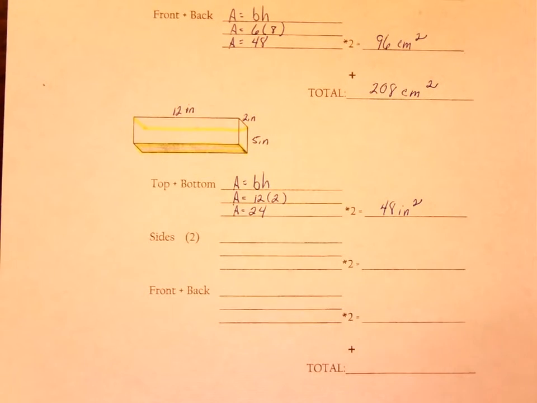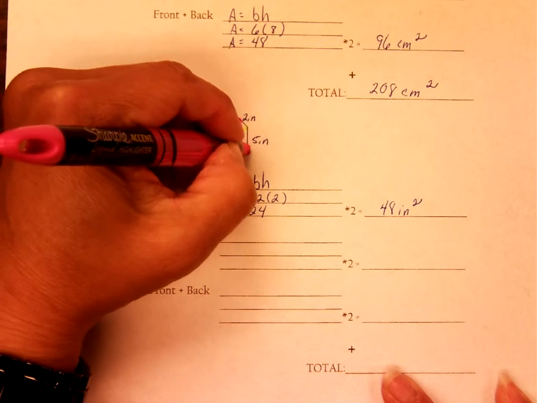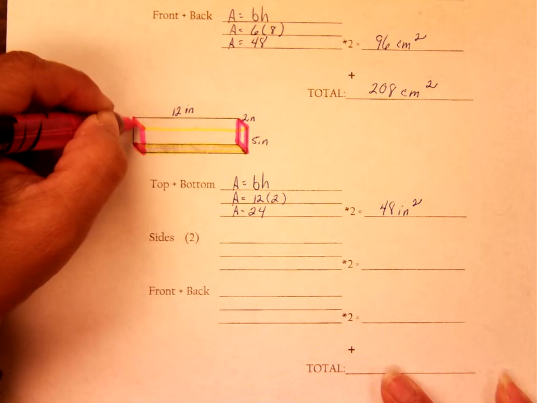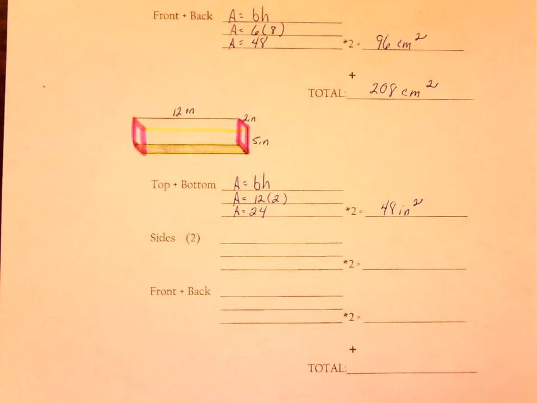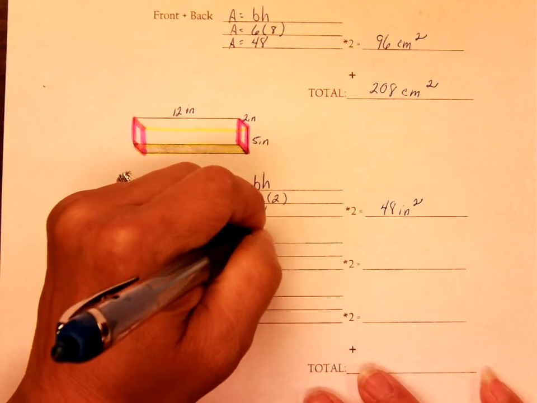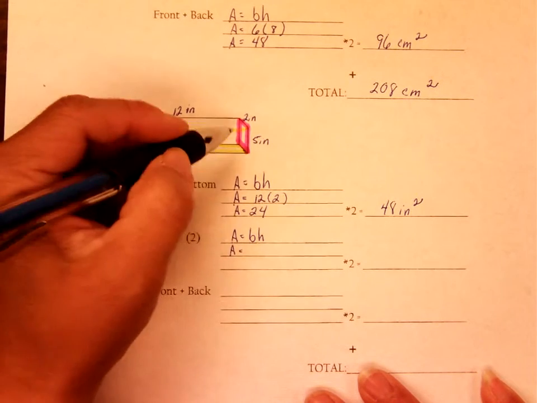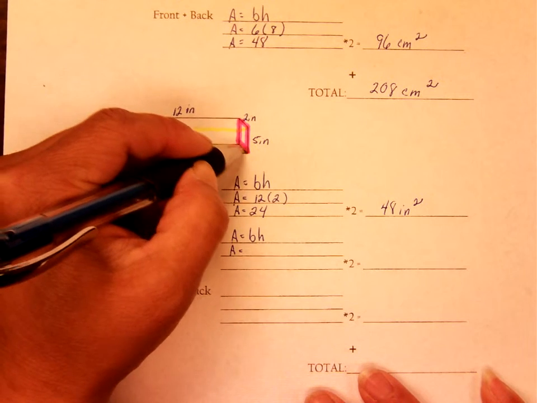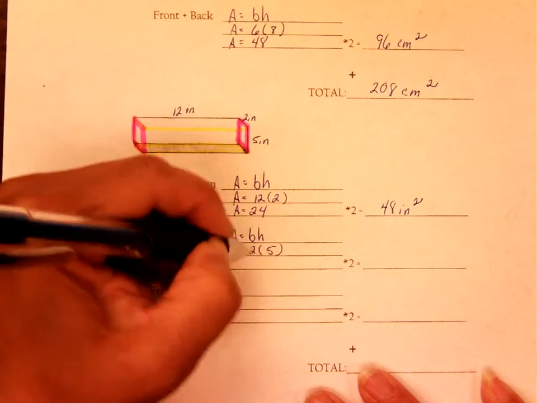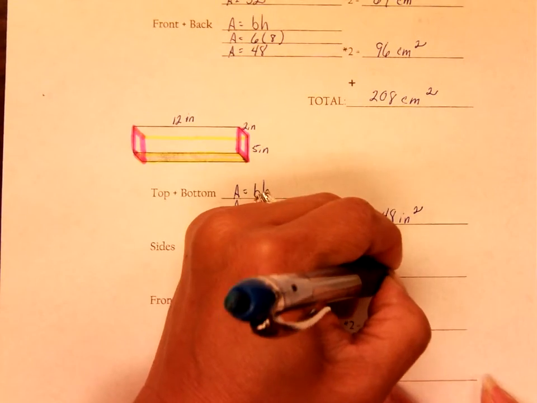Okay, my sides. So this is my side here, and this would be my side. Okay, same formula. Area is equal to BH. Area is equal to the base. The base here would be 2. The height is 5. 5 times 2 is 10. And 10 times 2 is 20 inches square.